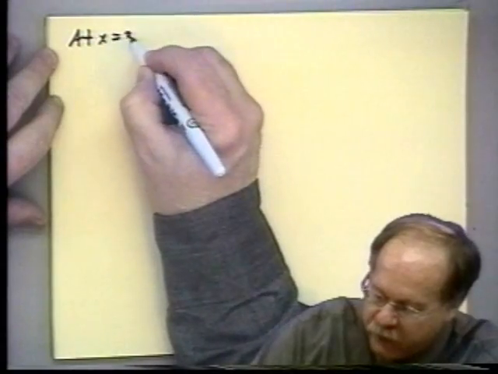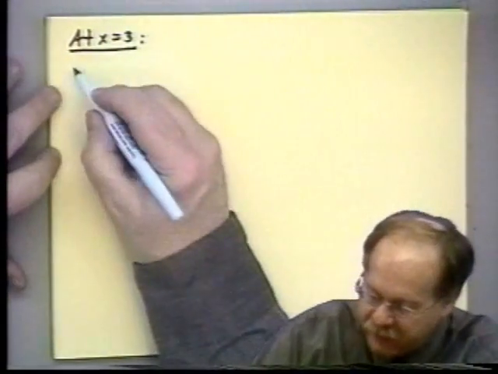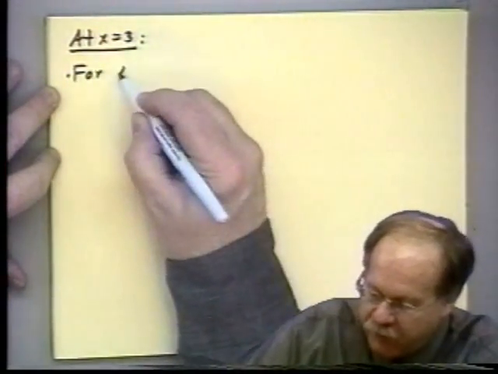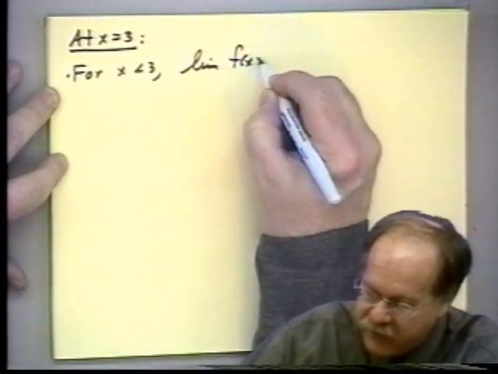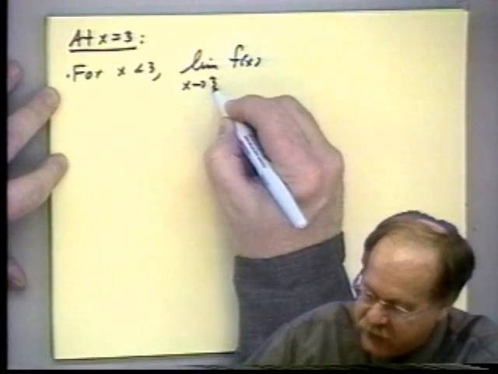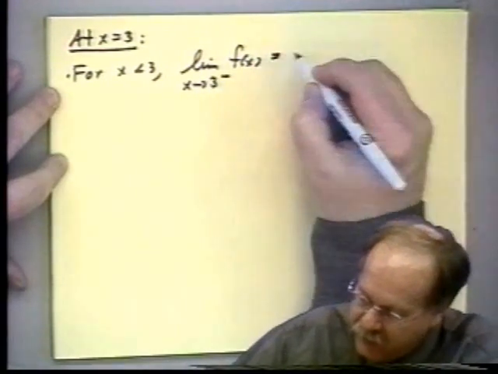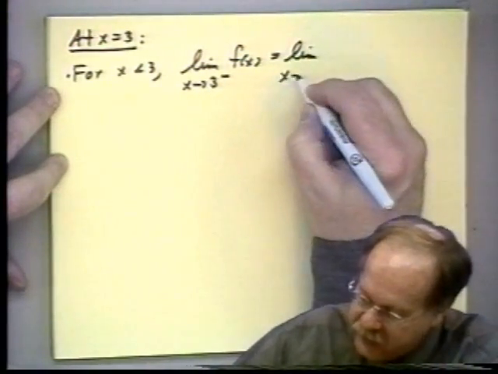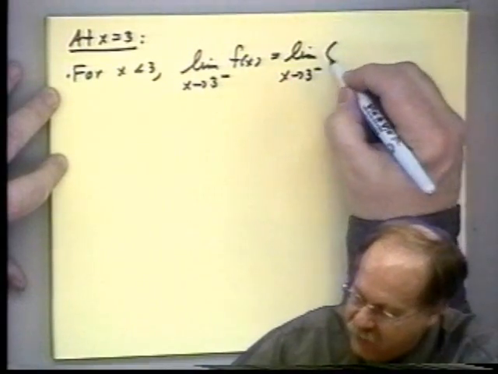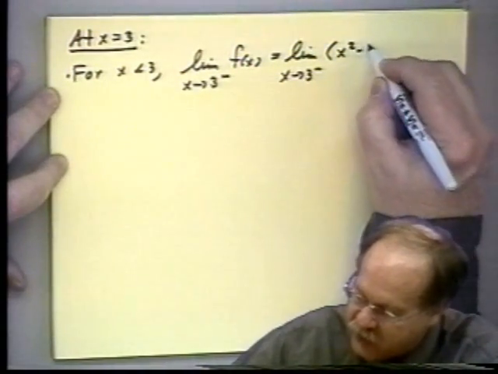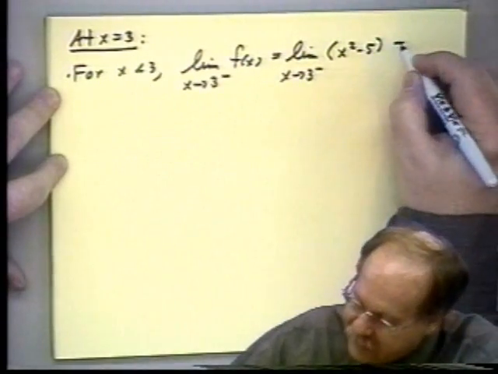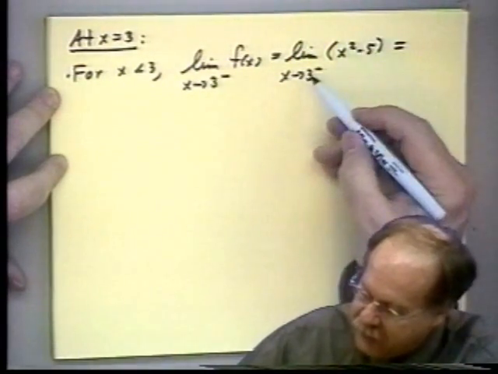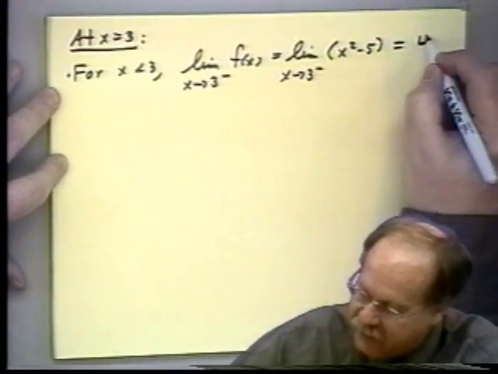At x equal 3, we perform a similar set of calculations. For x less than 3, we'll have the limit of this function as x approaches 3 from below. That will be the limit as x approaches 3 from below of, if you remember, the function x squared minus 5 for x less than 3. And again, because this is just a polynomial, we can put the 3 in here. 9 minus 5 gives us 4.